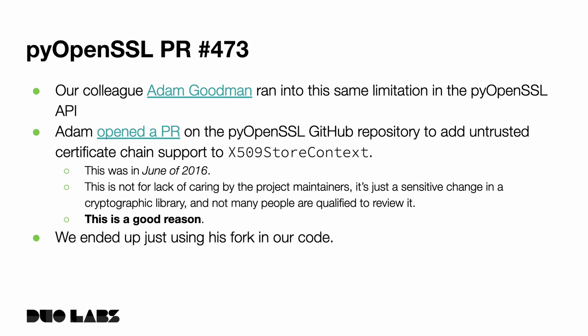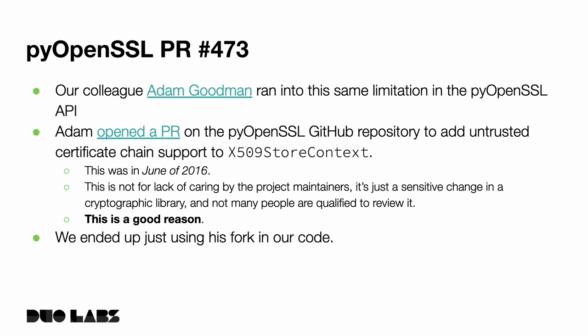So really, the genesis of this is when our colleague Adam Goodman ran into this same limitation in the PyOpenSSL API. He wanted to validate a certificate chain and provide PyOpenSSL with a list of untrusted intermediates that would be conditionally trusted based on their ability to be chained up to trusted roots. He found that we couldn't do this and actually opened a PR in June of 2016 attempting to fix this by extending the API. This still hasn't been merged in.